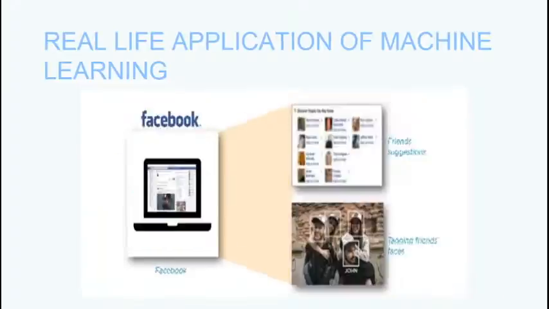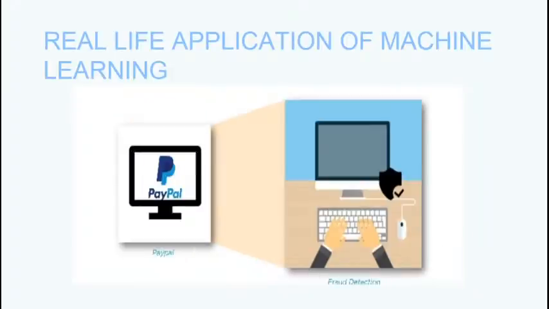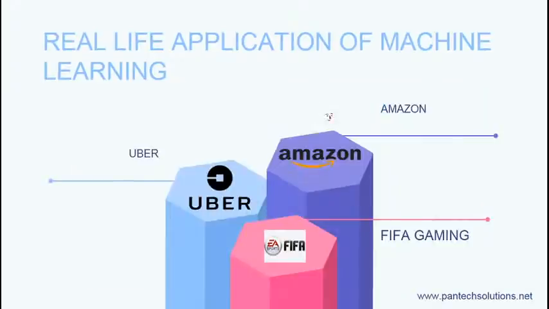Okay, then Facebook. Facebook is the most commonly used example for machine learning, that is auto friend tagging. If you take a group photo, you automatically get friend suggestions of the friends you want to tag. And then PayPal, not only PayPal but PhonePe, Uber or Swiggy, those applications also use machine learning. And then Amazon, FIFA, gaming. So these are the real-time applications using machine learning.